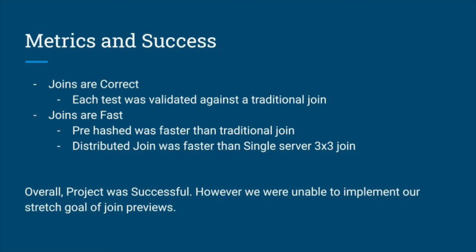Now, overall, our project was incredibly successful. The joins are correct. Each test was validated against a traditional join. They were all correct. And also our joins are very fast. Our pre-hashed join was faster than a traditional join, and our distributed join was faster than a single node 3x3 join. So overall, our project was successful. The only limitation we really had was that we weren't able to accomplish our stretch goal of join previews, but as it was our stretch goal, overall, we did really well.